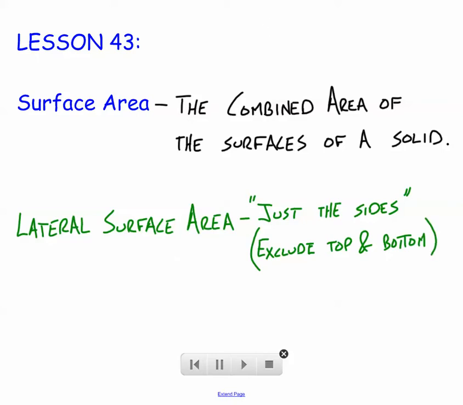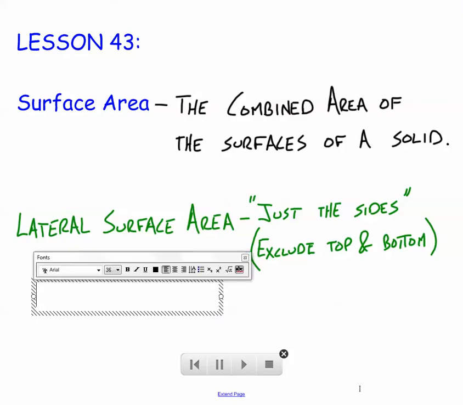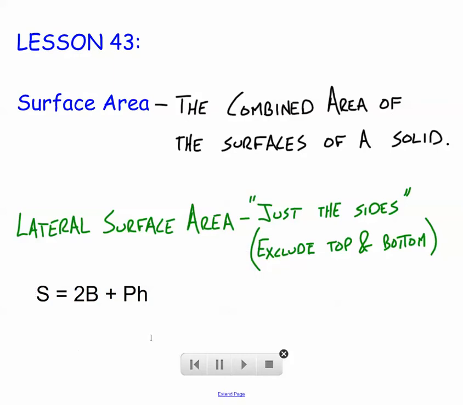One thing I want to add in here too is a little formula for surface area that we're not necessarily going to use in today's lesson, but it might be helpful to us down the line. Surface area is 2 times the area of the base plus the perimeter of the base times the height of the prism. So again, surface area is 2 times the area of the base plus the perimeter of the base times the height of the prism. Just so that when I start using that on problem sets, it's not completely foreign to you.